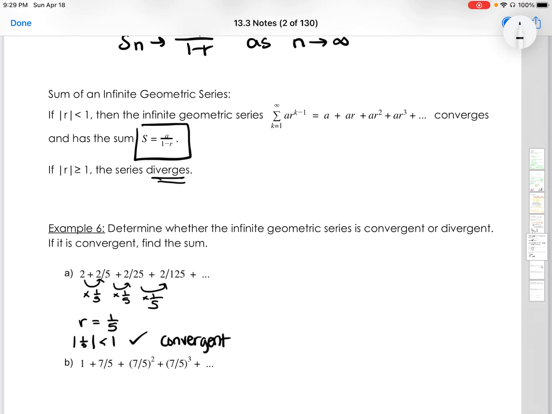So now we want to find the sum. We're going to plug into that formula. So the sum is going to equal a, which is 2, over 1 minus 1/5. That gives us 2 over 4/5, and that's going to give us 5/2.